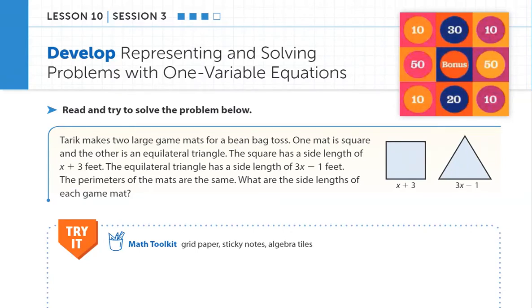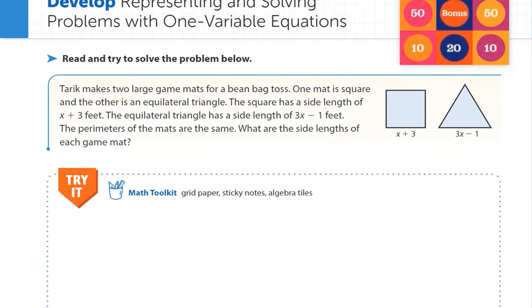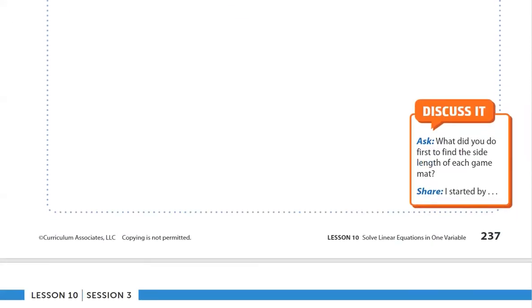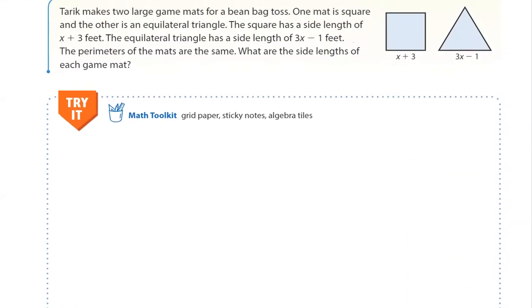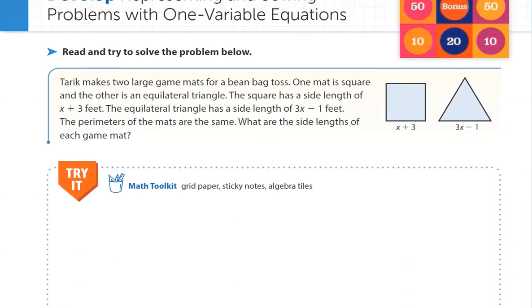Welcome, 8th graders, to lesson 10 session 3, which is just more equations that have one variable. So there's only one letter in these. This is page 237, by the way. For our first problem, we're just working with x.